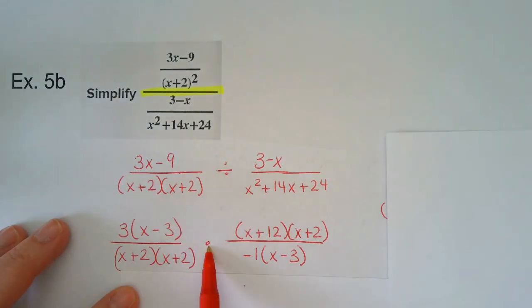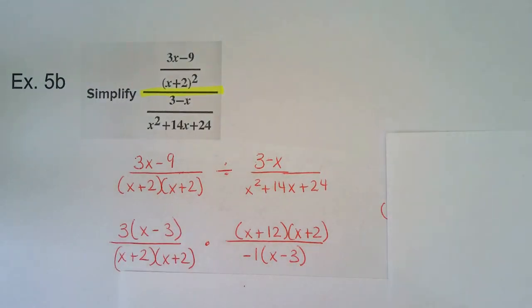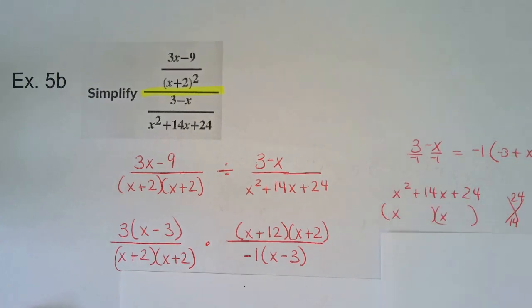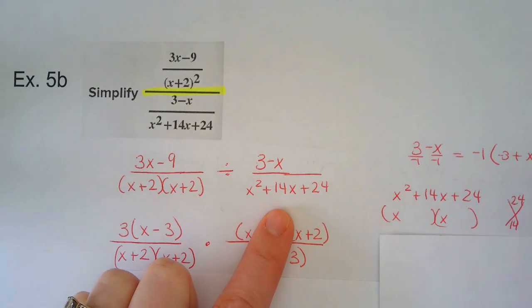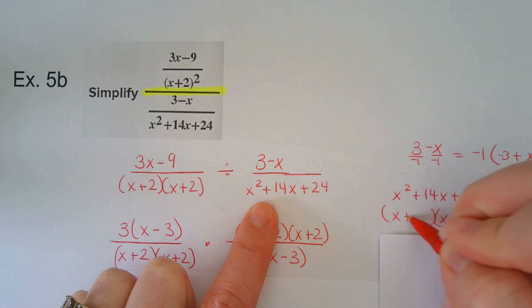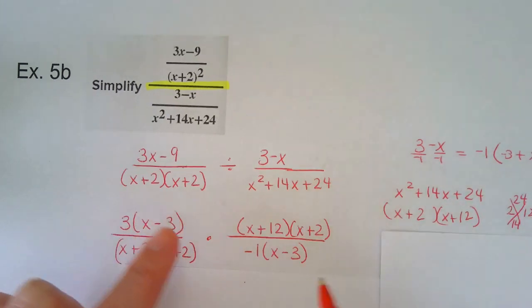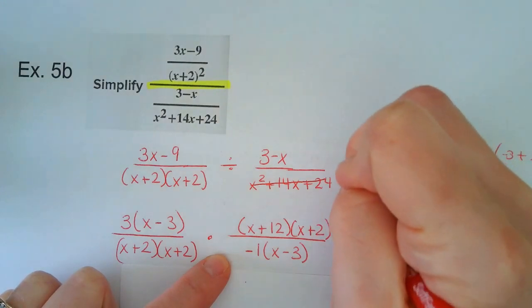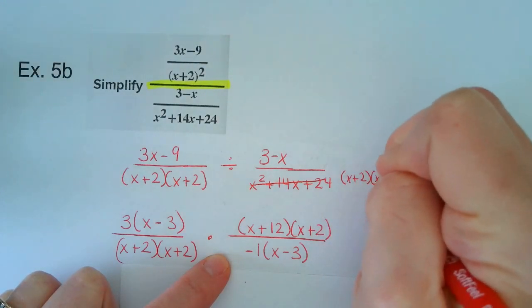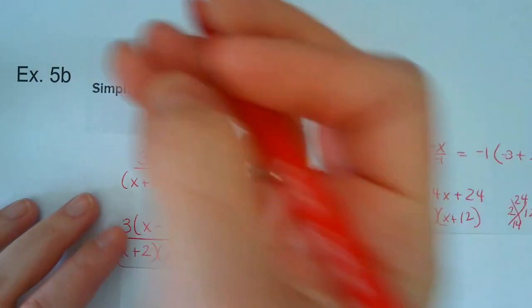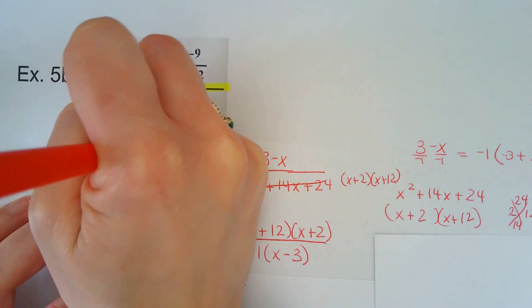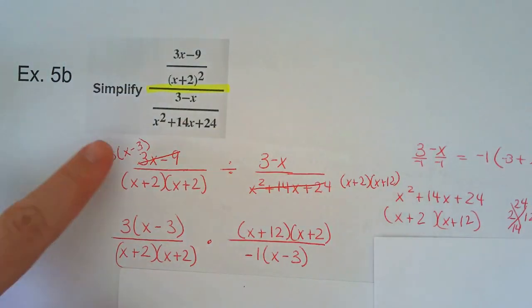So I went ahead and keep, change, flip. But I also factored at the same time. So my x squared plus 14x plus 24 is over here. So I used 2 and 12 for that. So x plus 2, x plus 12. Okay, so that's where this changed out to x plus 2, x plus 12. Then I also did a greatest common factor on this one. So that became 3 and then x minus 3.